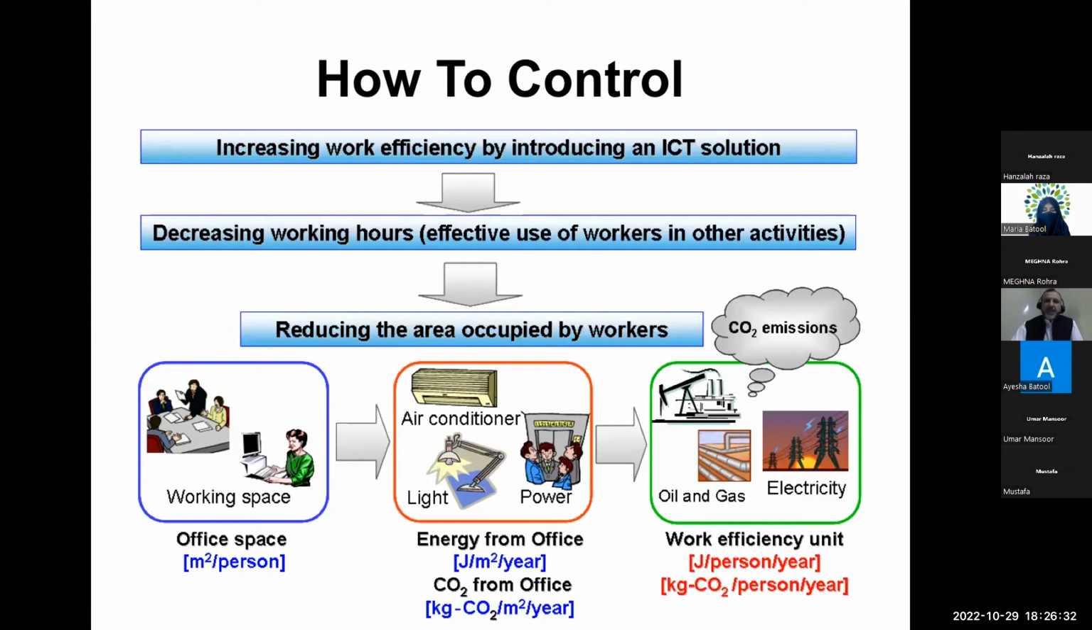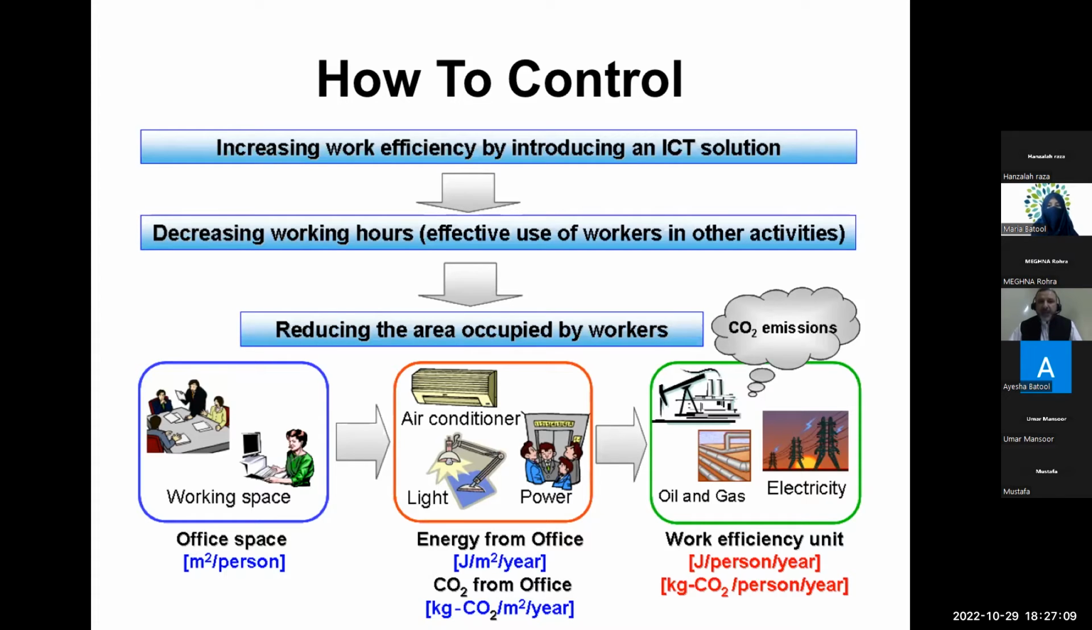So the first thing is that we should increase work efficiency by introducing ICT solutions. Then we should decrease the working hours, and it is also recommended that you take advantage of sunlight. As you know, the daytime squeezes down in winter and increases in summer, so we should maximally utilize the daytime by keeping our lights off and using the sunlight for all those purposes, as we can use it for energy production as well as for other activities.